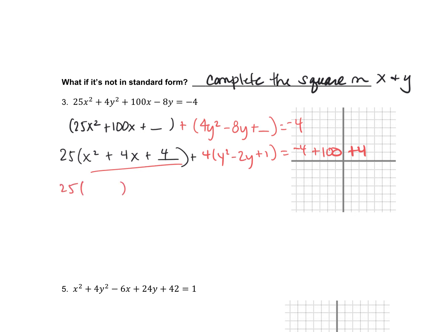So don't forget those coefficients. So I have x plus 2 quantity squared times 25 plus 4 times y minus 1 quantity squared equals, did y'all just get 100? Okay. Now, if you go back to the beginning, what does this have to equal on here? 1. So I got to divide everything by 100.